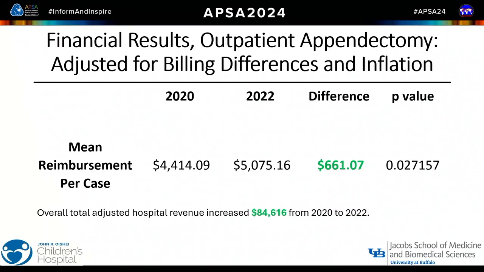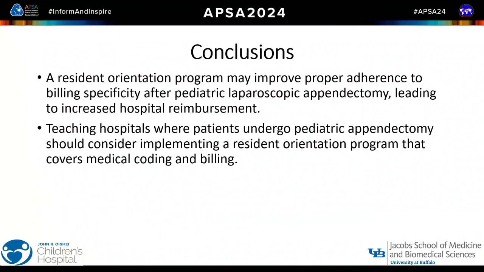This was all due to one change in ICD-10 coding for a more specific acute appendicitis code. In conclusion, a resident orientation program might improve proper adherence to billing specificity after pediatric laparoscopic appendectomy, leading to increased hospital reimbursement. We recommend that teaching hospitals where patients undergo pediatric appendectomies should consider implementing a resident orientation program that covers medical coding and billing.